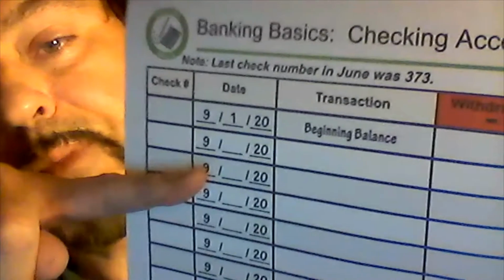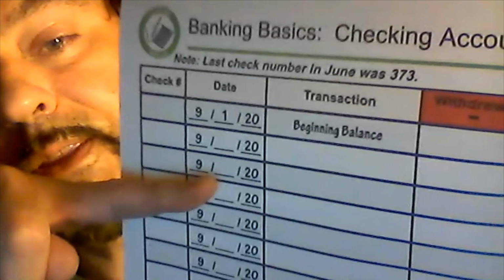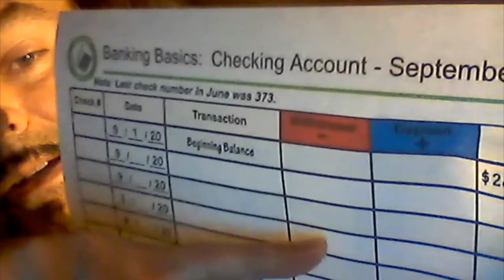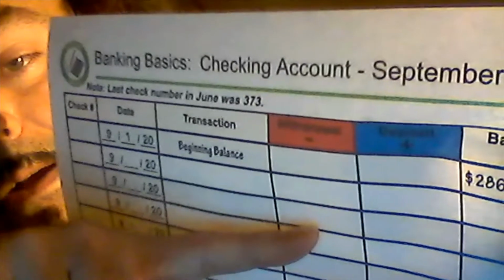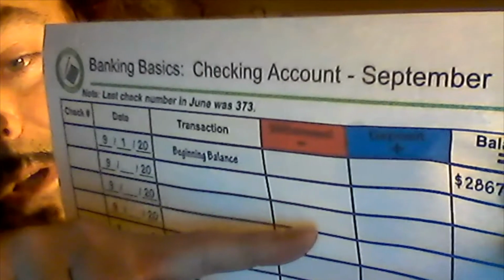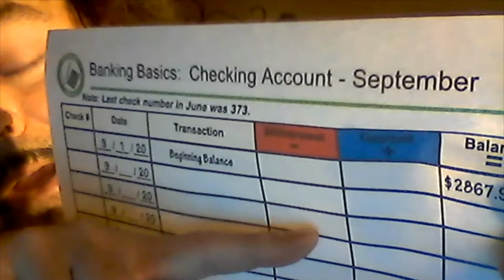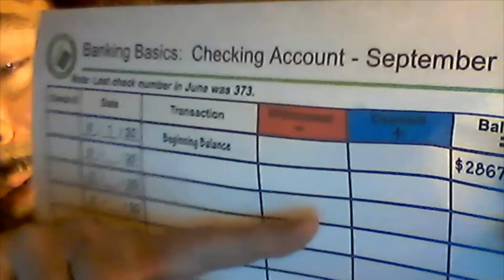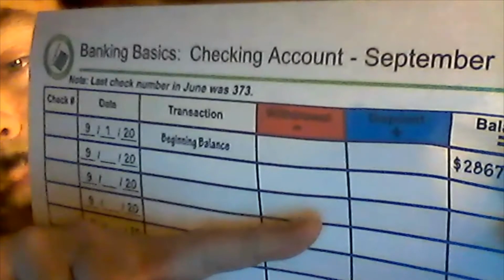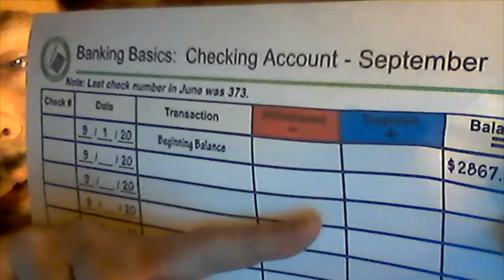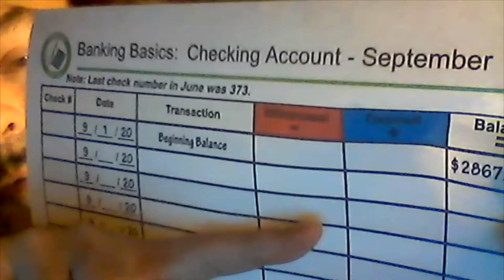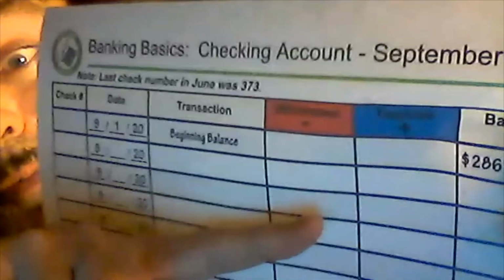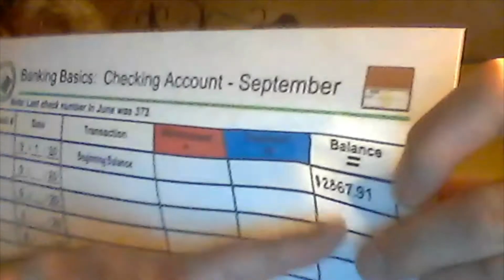Then if you spent money, you would write down the check number again, write the date. And in this column, you'd write, I bought a new iPad at Best Buy, and I spent like $260 on it or whatever, maybe more. I don't know how much iPads cost, $500 maybe. And you subtract it with a minus sign from your balance.